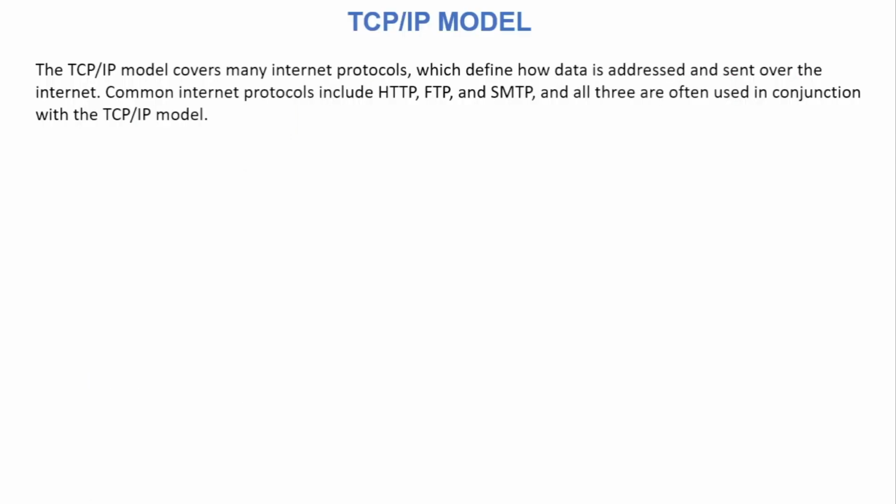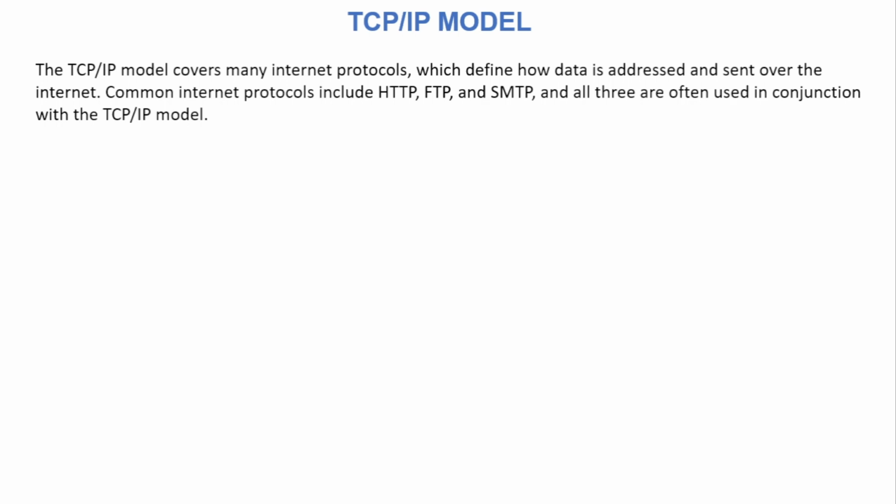TCP IP model. The TCP IP model covers the many internet protocols, which define how data is addressed and sent over the internet. Common internet protocols include HTTP, FTP, and SMTP, and all these three are often used in conjunction with the TCP IP model. Now, it is the same description as the OSI model, but the OSI model, while widely referenced, isn't used in the real-time world. The TCP IP model is, however, the real deal now.